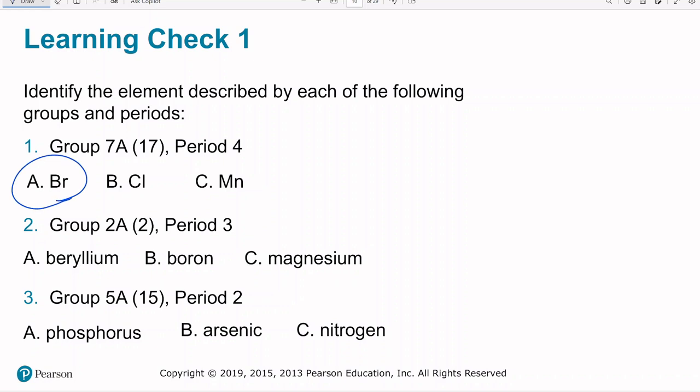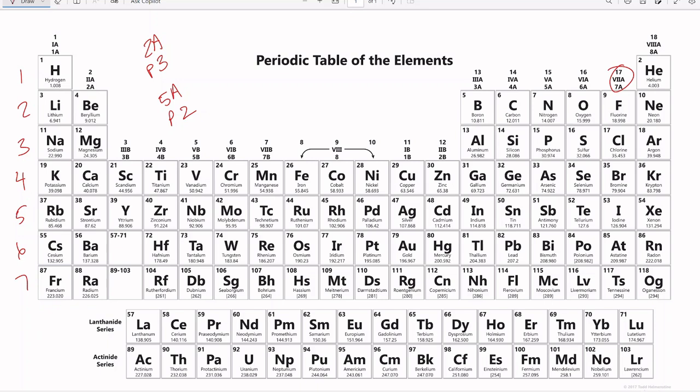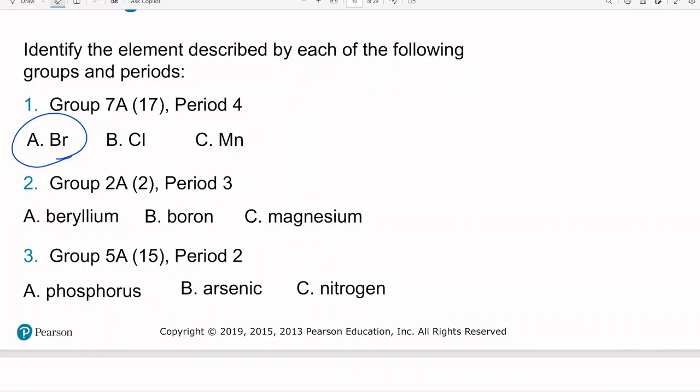Next, we have group 2A, period 3 and group 5A, period 2. So we have group 2A, period 3 is magnesium, and group 5A, period 2 is nitrogen. So we get magnesium and nitrogen.